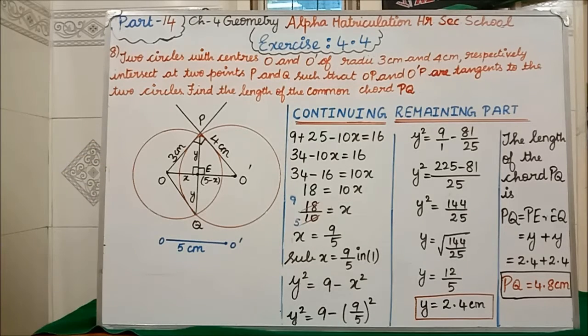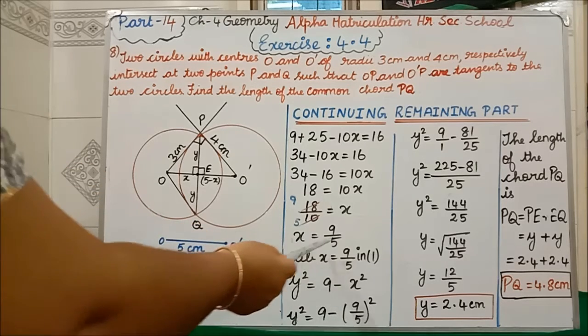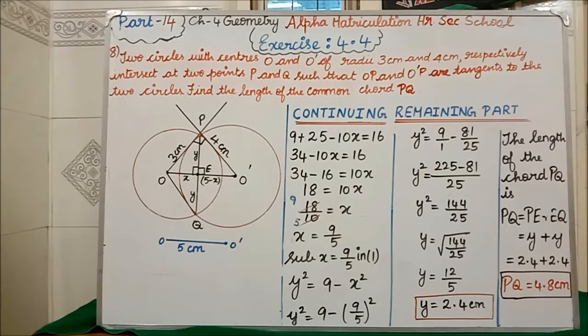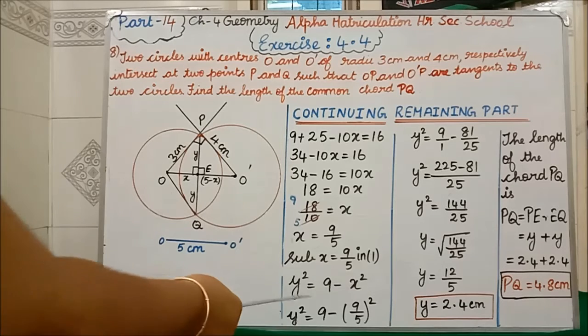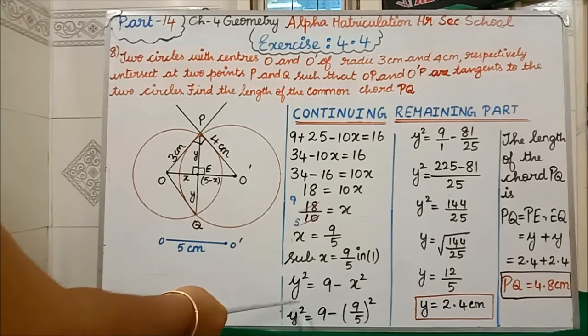Clear? So we have to find the y value. For that, we are substituting this x equal to 9 by 5 in equation 1. If you rewind and see, you will have equation 1, or equation 1, one more time I have written. This is the equation 1.